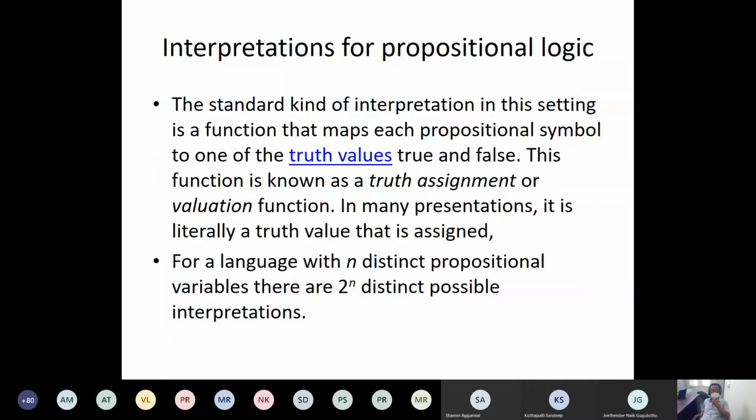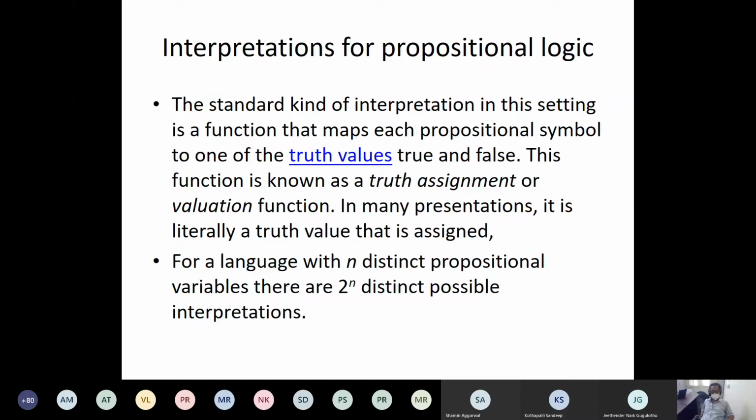And what would be an interpretation for propositional logic? The standard kind of interpretation in this setting is a function that maps each propositional symbol to one of the truth values, true or false. This function is known as a truth assignment or valuation function. In many presentations, it is literally a truth value that is assigned: P is true, Q is false, and so on.